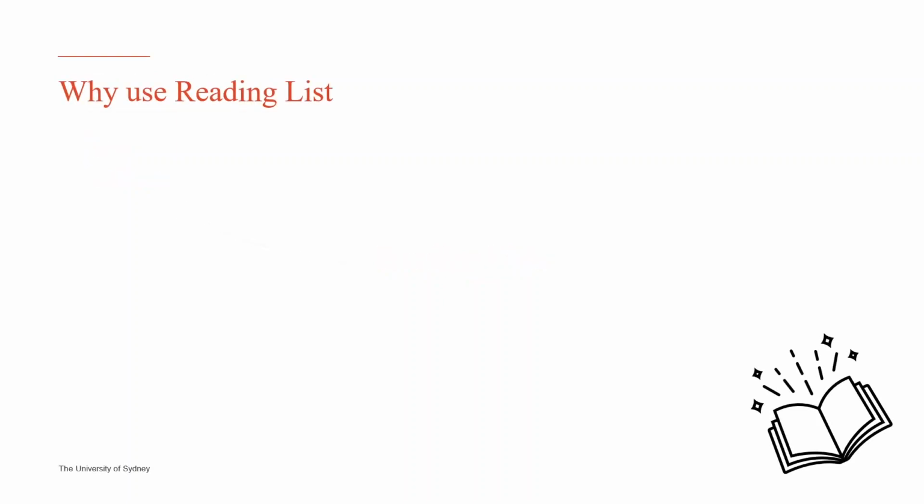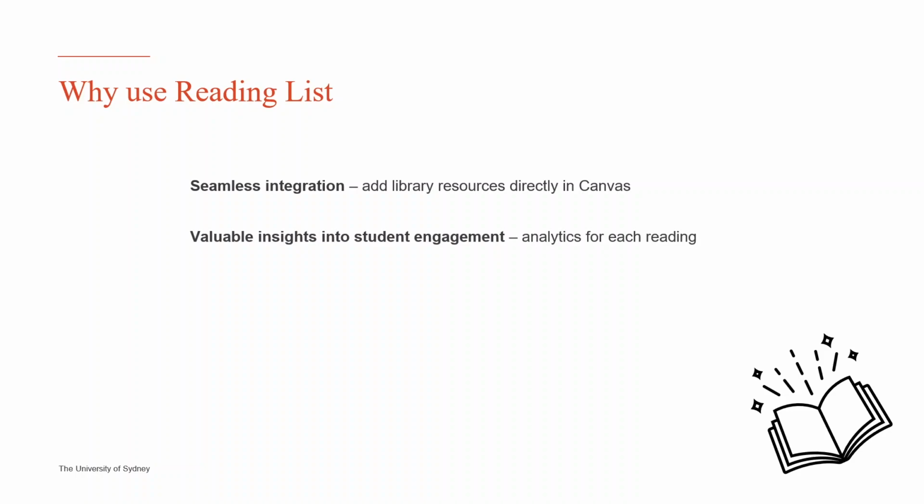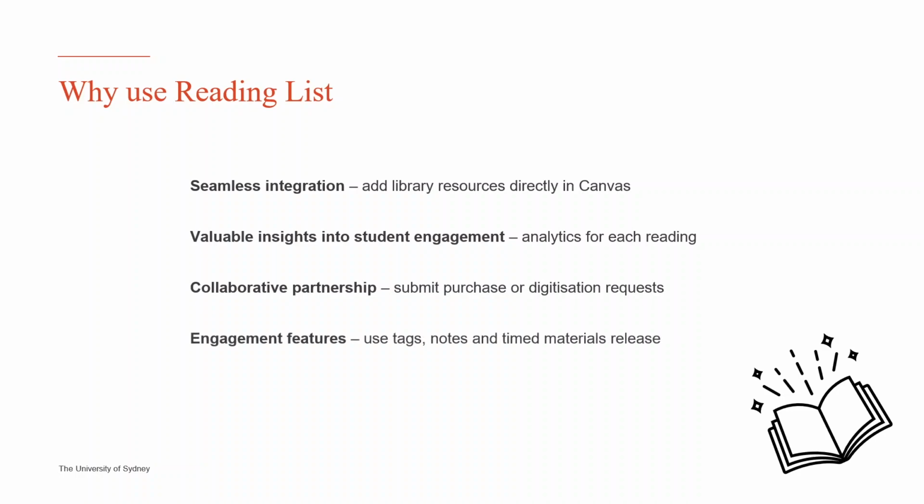Reading lists ensure that students have access to resources directly from the units on Canvas and contribute to a seamless learning experience. Reading lists also provide for a seamless integration with library collections where you can add items directly from the library catalog. You will also have valuable insights into student engagement and analytics for each reading with usage, as well as collaborative partnership where you can submit purchase or digitization requests, and engagement features like using tags, notes for students, and timed material release.